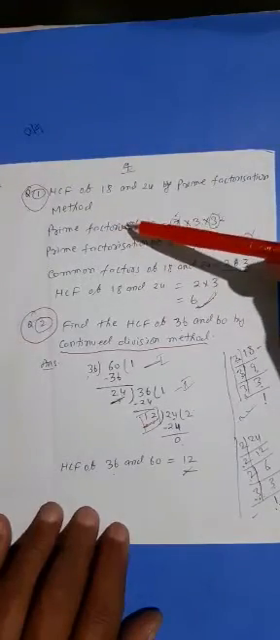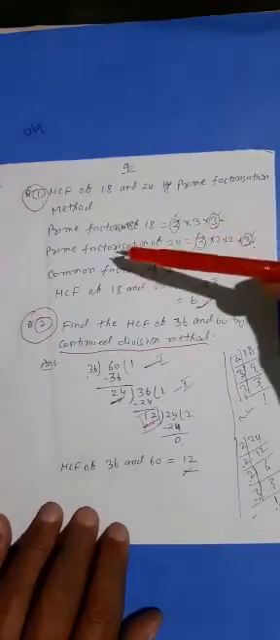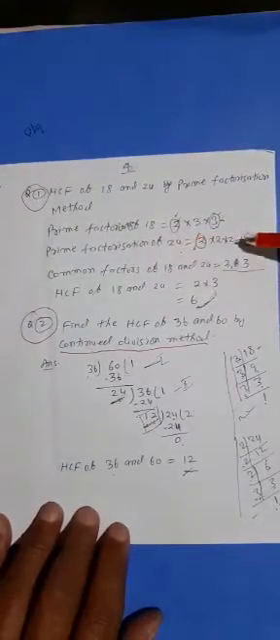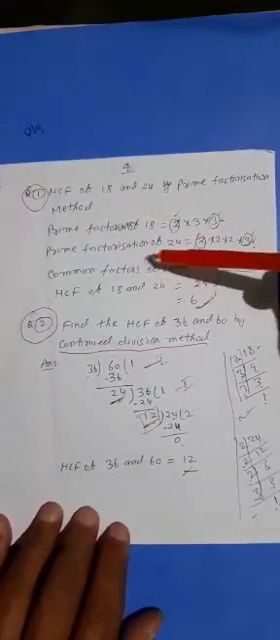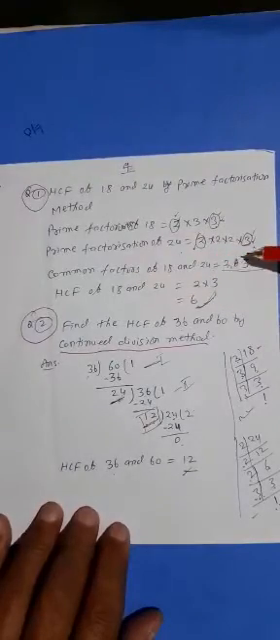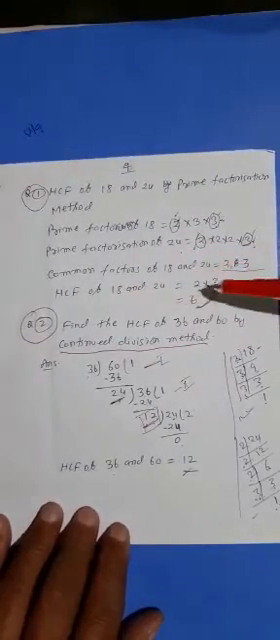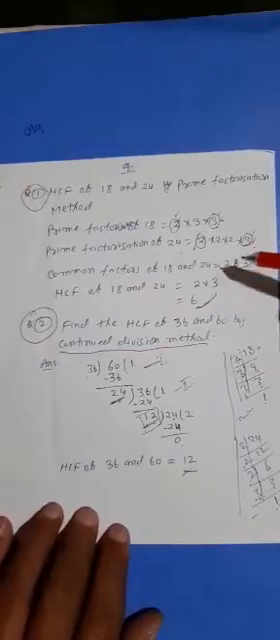What have we done? First we did the prime factorization of 18, then we did the prime factorization of 24, then we selected the common factors, and then we found the highest common factor.